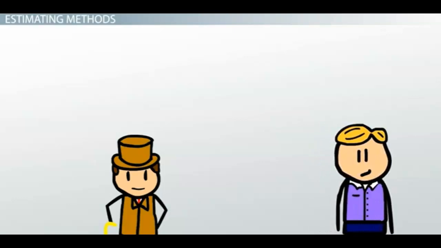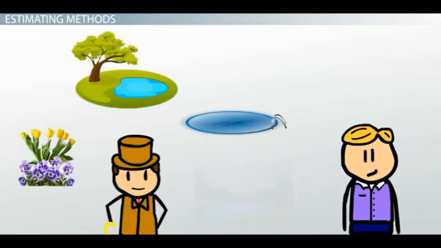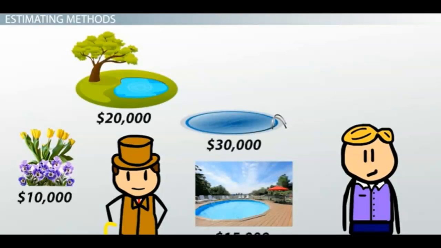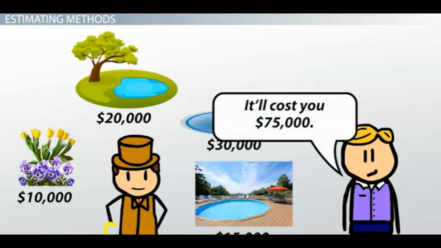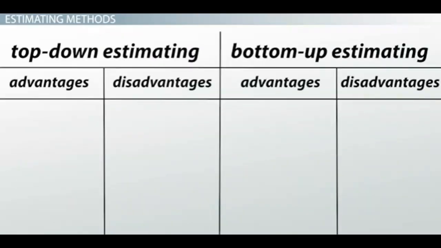Here, the customer wanted a yard surrounded by flower beds, a large pond, and a swimming pool with a wooden deck. Adding all those costs together, Sam came up with a final project cost of $75,000. Each method has advantages and disadvantages.